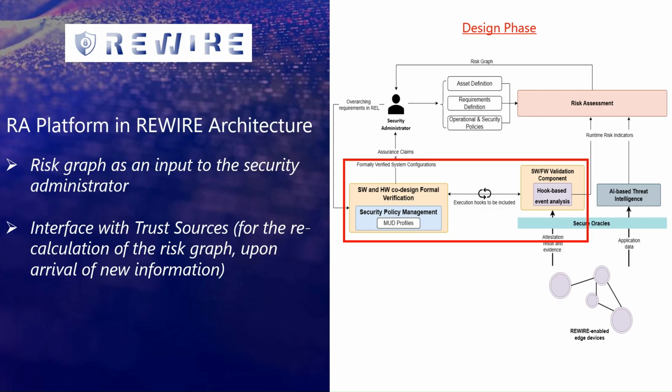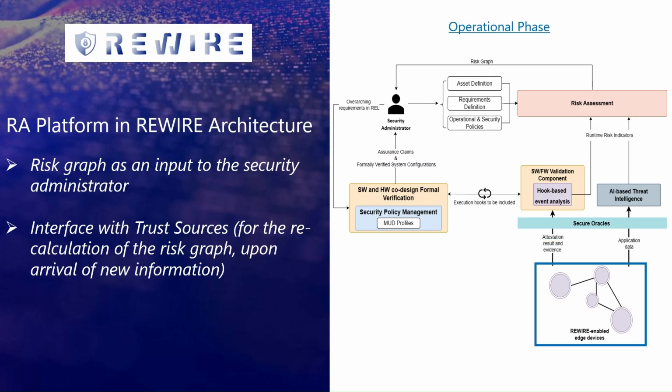Once these requirements have been defined, they will also be processed by the software firmware validation component in order to ensure vulnerability-free binaries that are going to be deployed in the edge devices. During runtime and throughout the operational lifecycle of the edge devices, various evidence and risk indicators are collected. This involves not only attestation evidence, but also anomaly detection reports. And all this information is also shared with the risk assessment platform in order to carry out its analysis and update the overall risk graph for the topology.